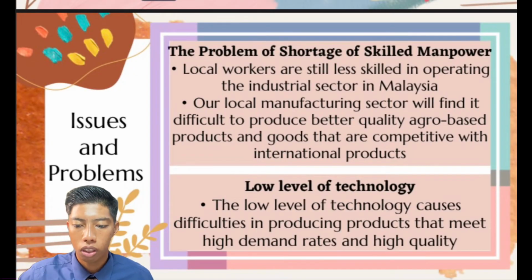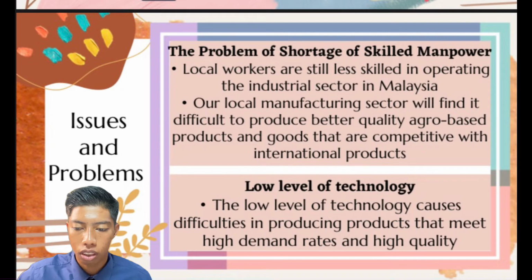What are the issues and problems of the agro-based industry? The problem of shortage of skilled manpower. Local workers are still not skilled in operating the industry sector in Malaysia. Our local manufacturing sector finds it difficult to produce better quality agro-based products and goods that are competitive with international products. Second issue and problem, low level of technology.